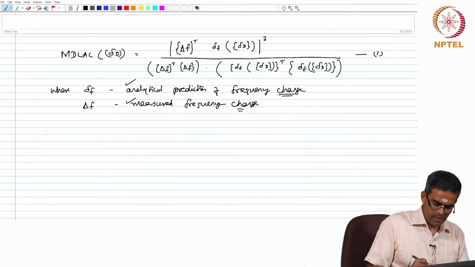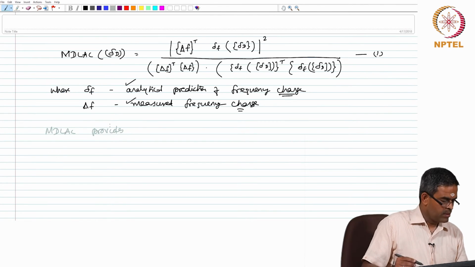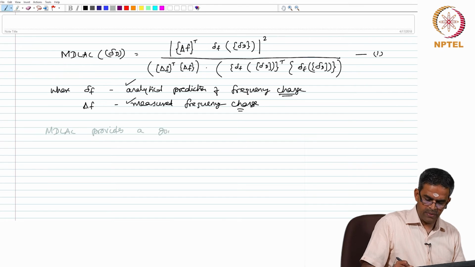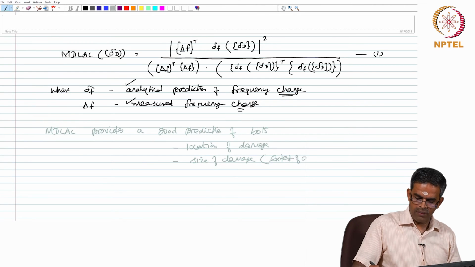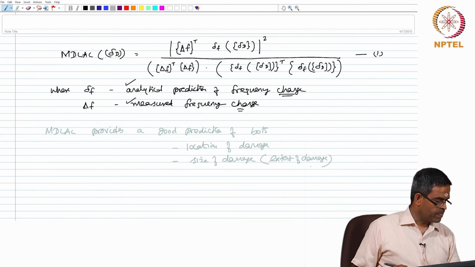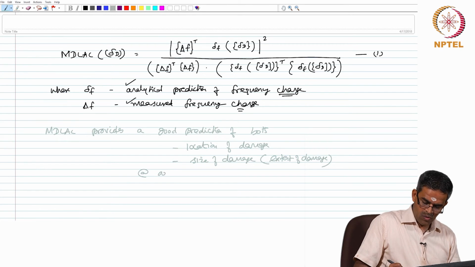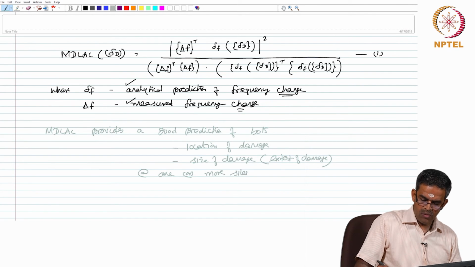Now, interestingly, it provides a good prediction of both location of damage and size of damage, what we can say otherwise extent of damage.